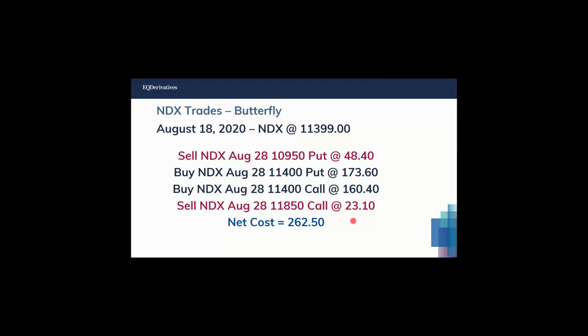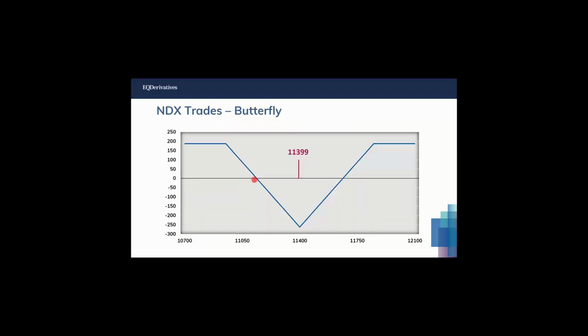However, I would really rather do something along these lines. I took a look at the straddle, but I added the wings on my own here. And the net result was taking the cost down to 262.50. And by taking the cost down to 262.50, I was actually able to end up with a fairly narrow range of where we could start to make money off of this trade.